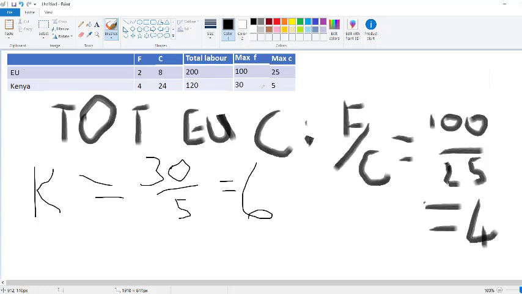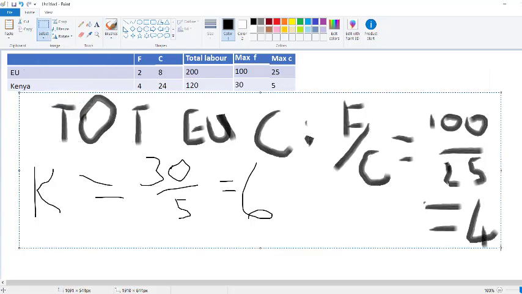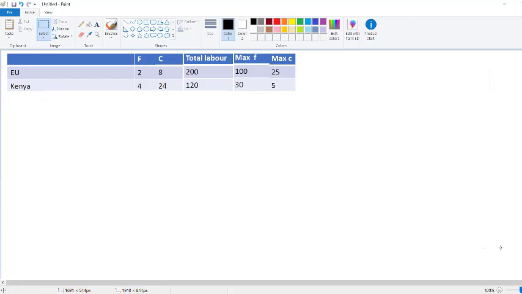That's when they give you this table, the maximum food and chemicals you can produce based on the total labor. And then you can do the terms of trade in terms of food and the terms of trade in terms of carbon for both the EU and Kenya. So this is not exactly what we are doing here. We want to draw this information. So we want to draw PPCs. We need the terms of trade.